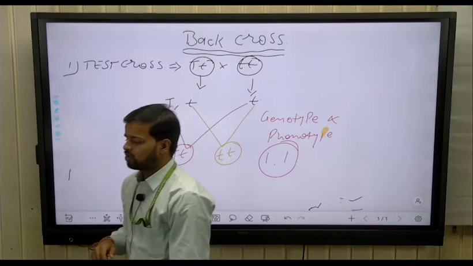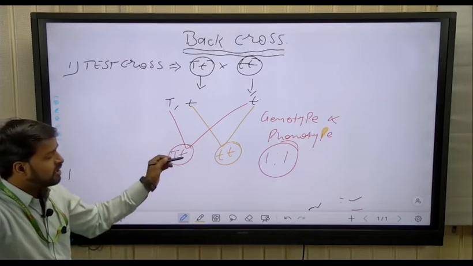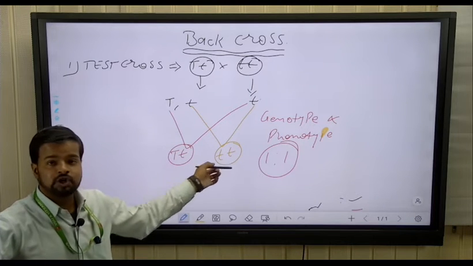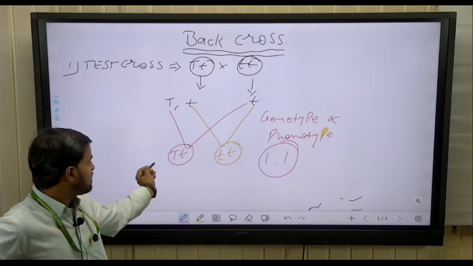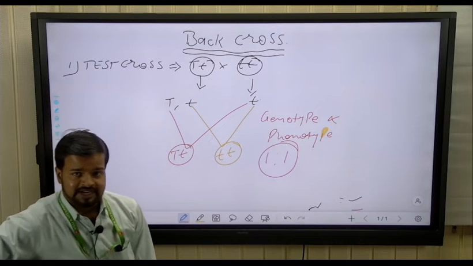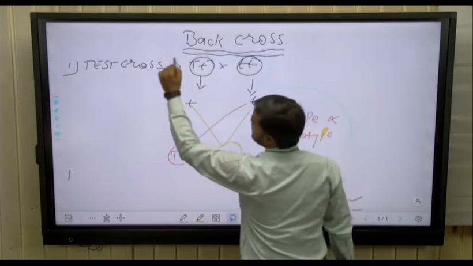From this cross we obtain the same result in genotype and phenotype. The ratio of genotype and phenotype is 1:1. Is it clear? The genotypic composition of the test cross is capital T small t and small t small t. That is all about the test cross. After that, we do another cross, that is called back cross.